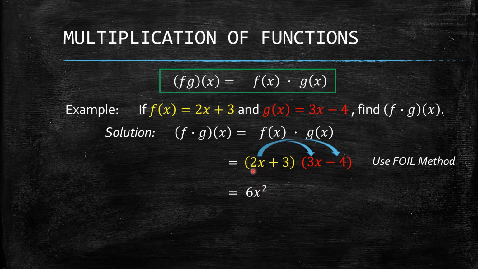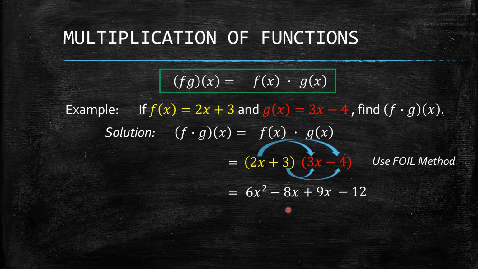Next, 2x times negative 4. The answer is negative 8x. Next, 3 times 3x. The answer is positive 9x. 3 times negative 4. The answer is negative 12. And then, combine similar terms.